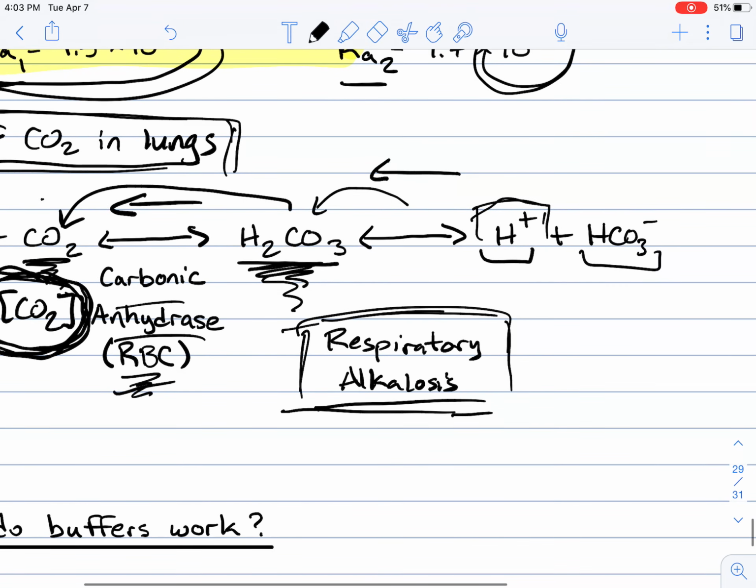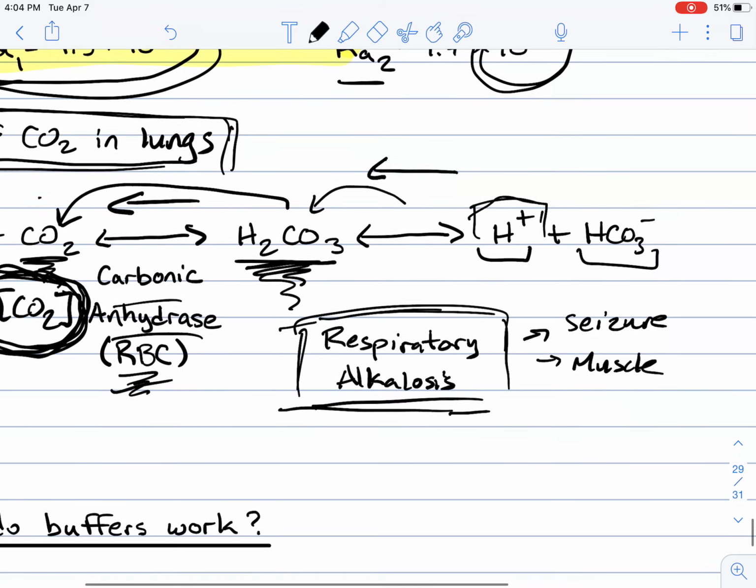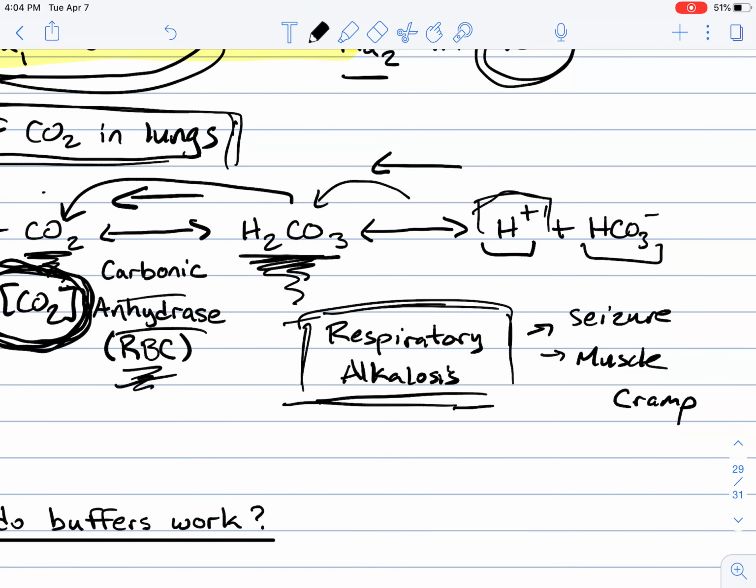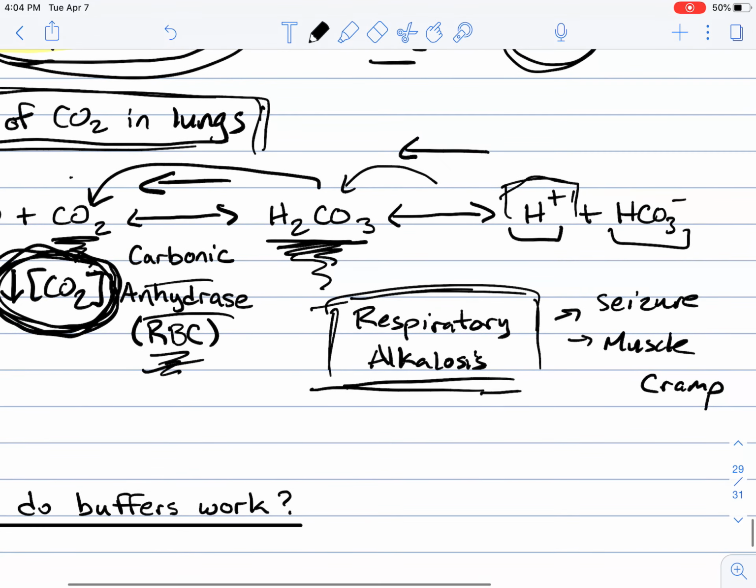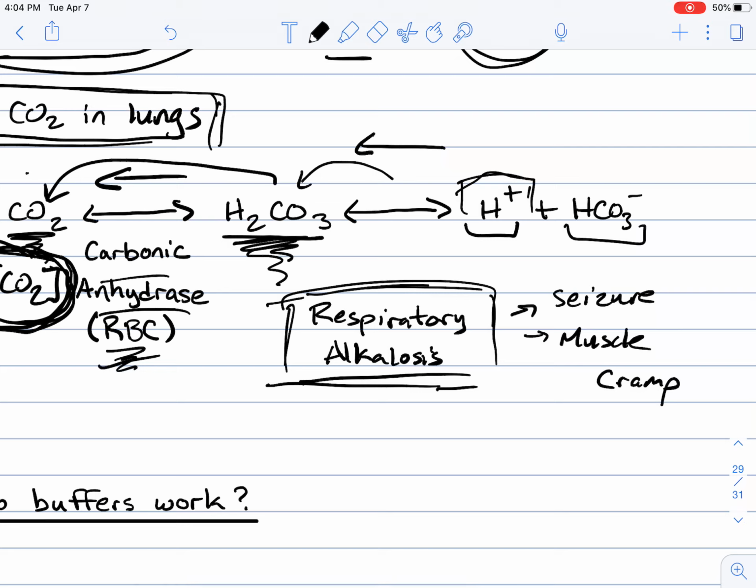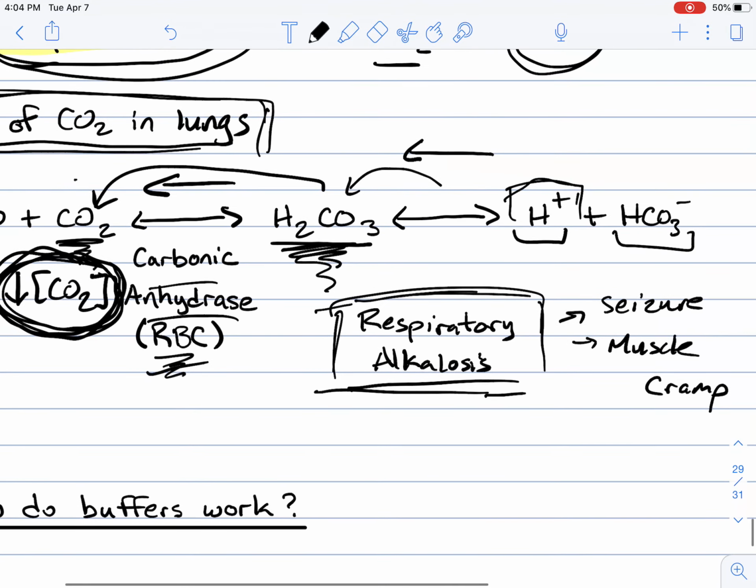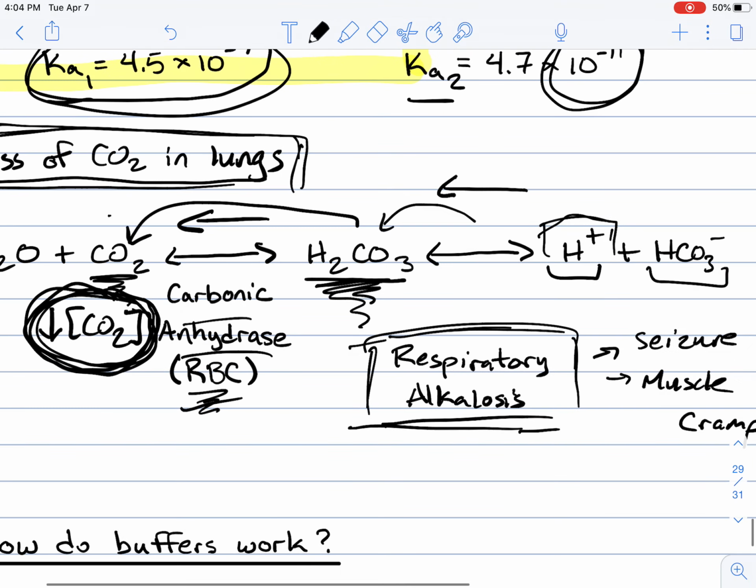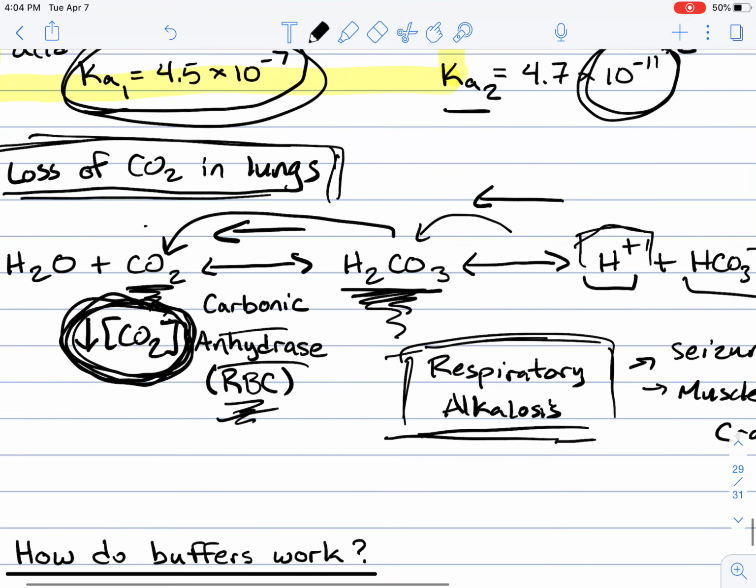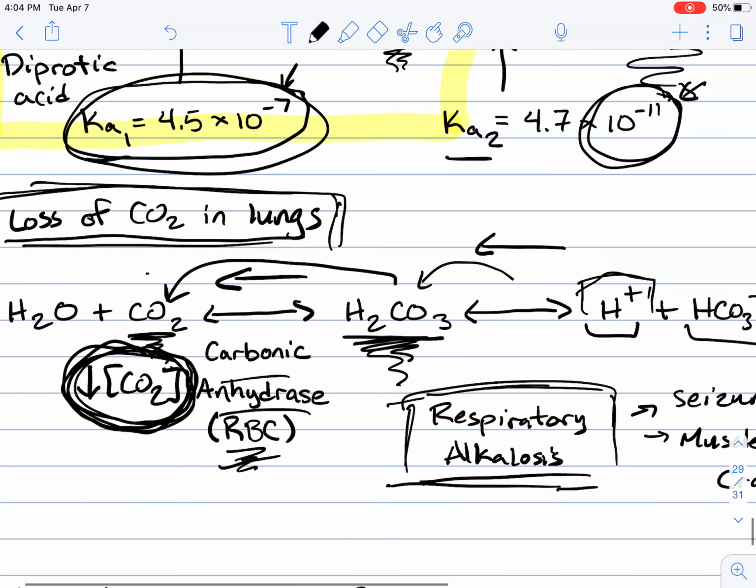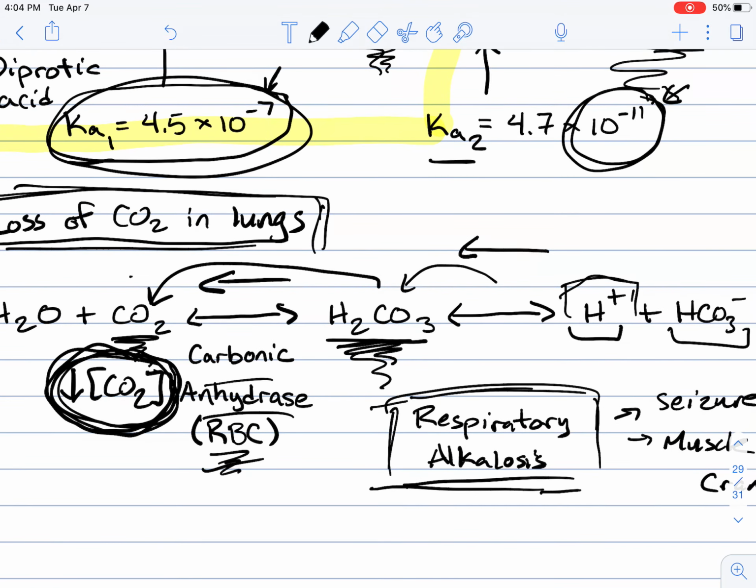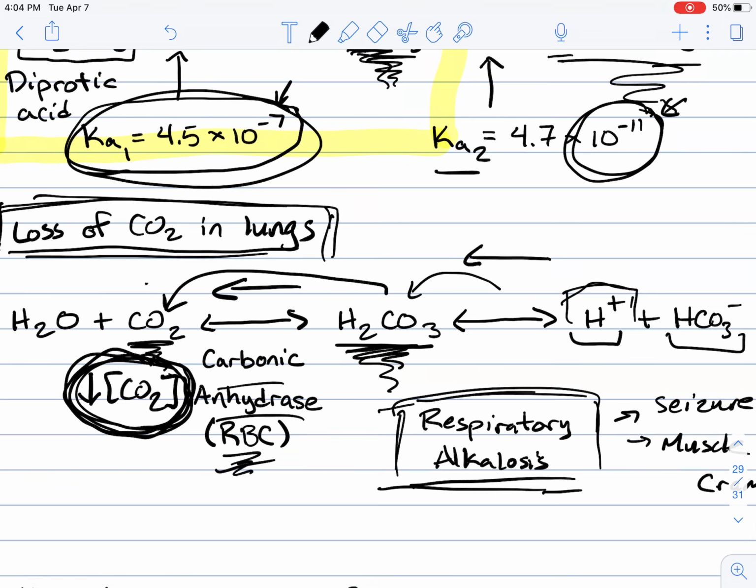Some things that can be observed: an individual can have a seizure, your muscles can cramp, your heart rate is not normal, you get numbness or tingling. All of these symptoms arise because your blood pH is thrown off due to a loss in one of the components in this equilibrium. It shows you how important it is for our blood pH to be maintained at 7.4.